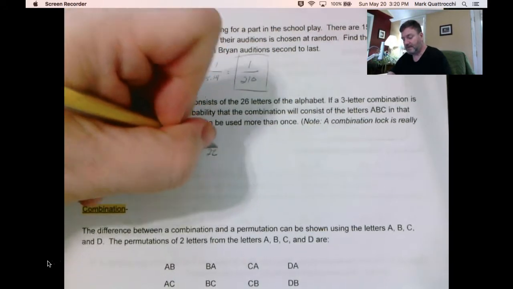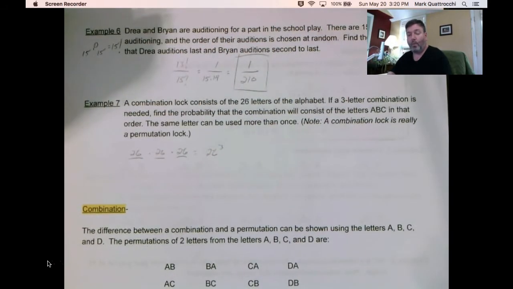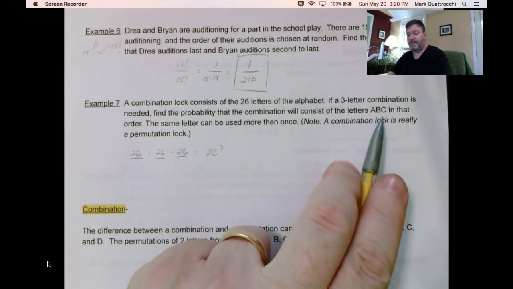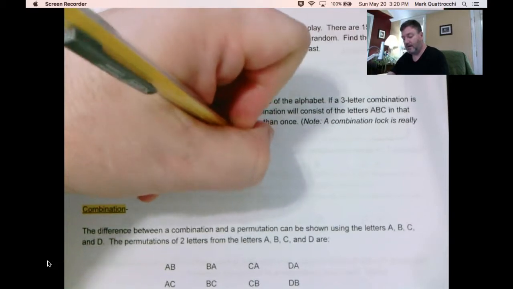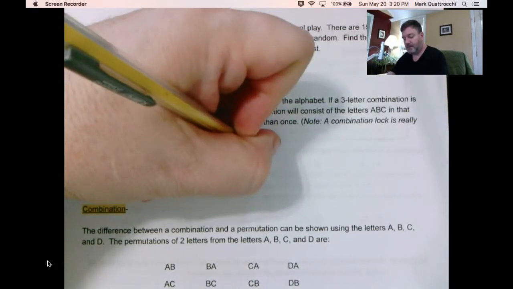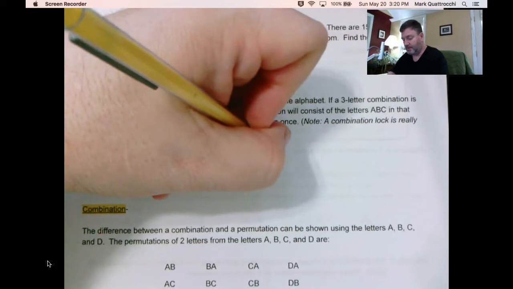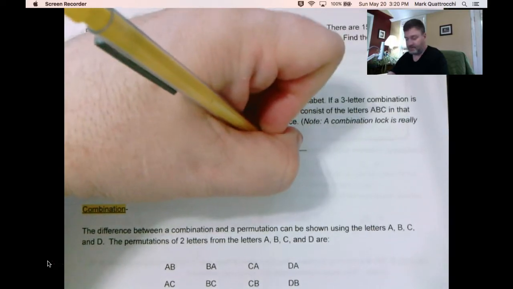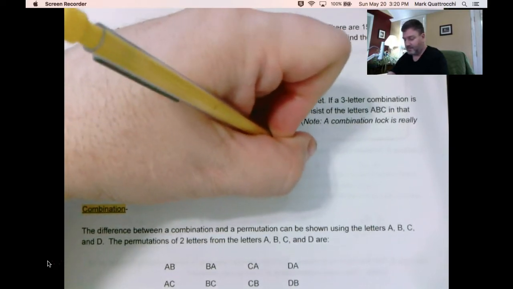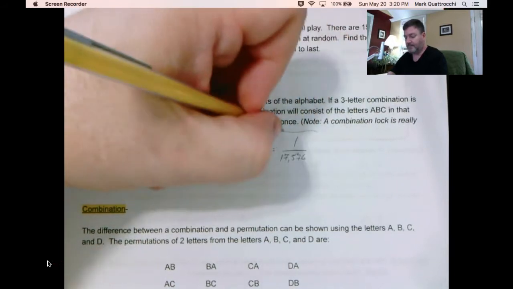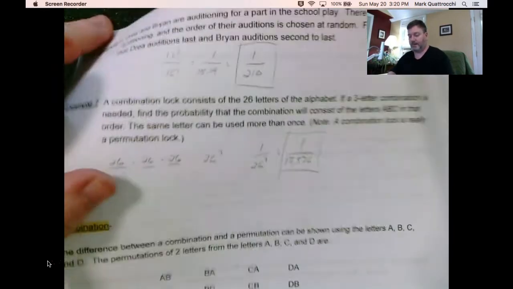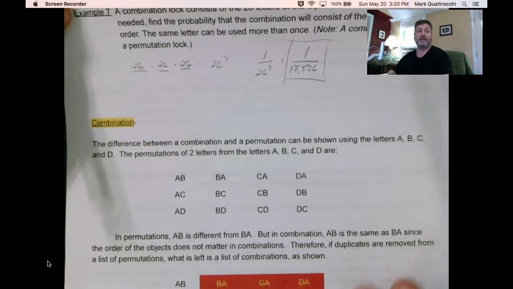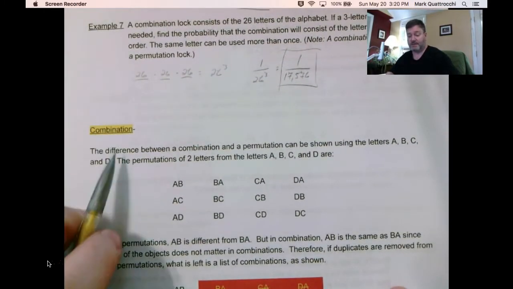That's 26 cubed. One of those combinations is A, B, C. There's only one way you get A, B, C. So 1 out of 26 cubed combinations, or 1 out of 17,576, is our probability that we get A, B, C as a combination on the lock.